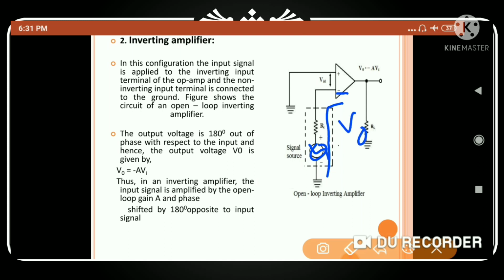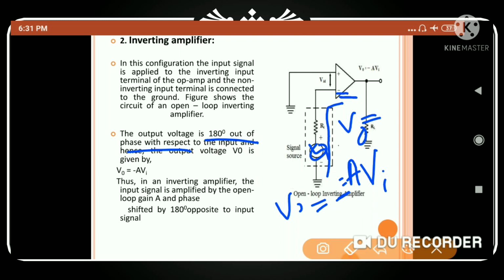Then you will get the output V0. Here there is no difference between the inputs, that is the differential amplifier. Here you have to write V0 is equal to A, gain of the input voltage. This is Vi1, or you can write Vi2. With respect to this inverting terminal, V0 is equal to minus A Vi1. Why this minus? The output voltage is 180 degrees out of phase with respect to the input. Hence the output voltage V0 is given by minus A Vi1.